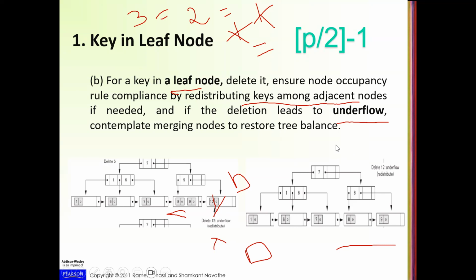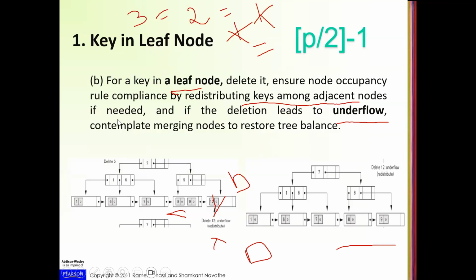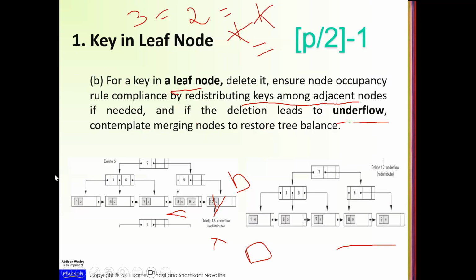The second case is we are trying to delete an internal node, but that internal node is not the root node. It is something like we are trying to delete 6. In the case of deleting a key from a non-root internal node, we are going to take the smallest value from the right subtree or the largest value from the left subtree. For example, if we are trying to delete the 6, then from the left subtree, we can take the highest value, or from the right subtree, we can take the minimum value.